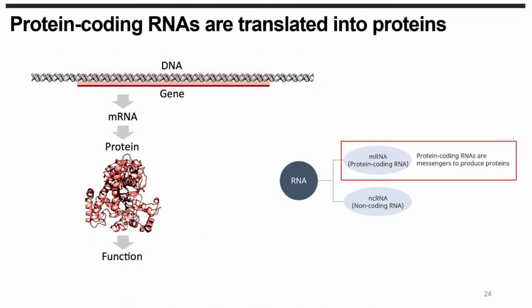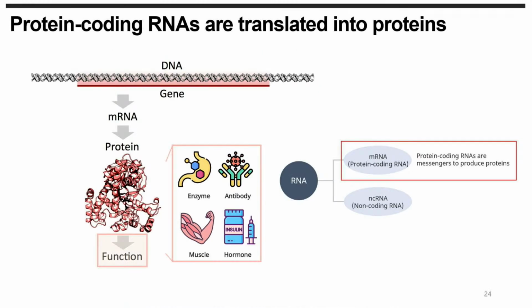So once more, we need messenger RNA or protein coding RNA to produce the functional protein. The protein gets translated from mRNA, or protein coding RNA, because they are translated into protein. There are a bunch of different types of functional proteins in our body, including enzymes, antibodies, muscles, and hormones.